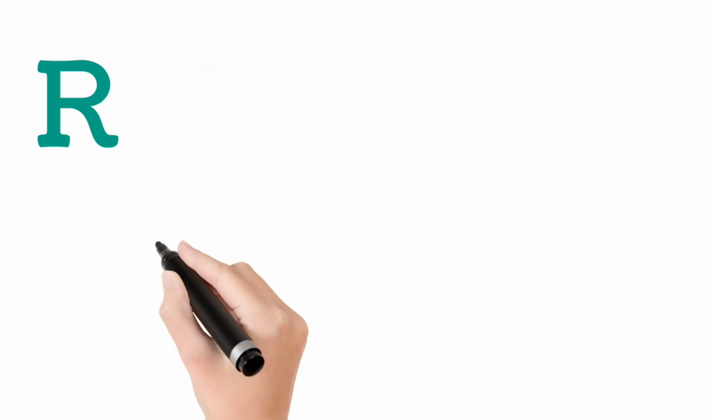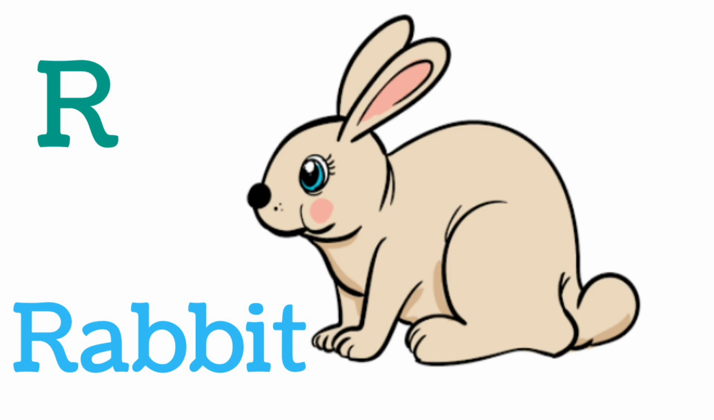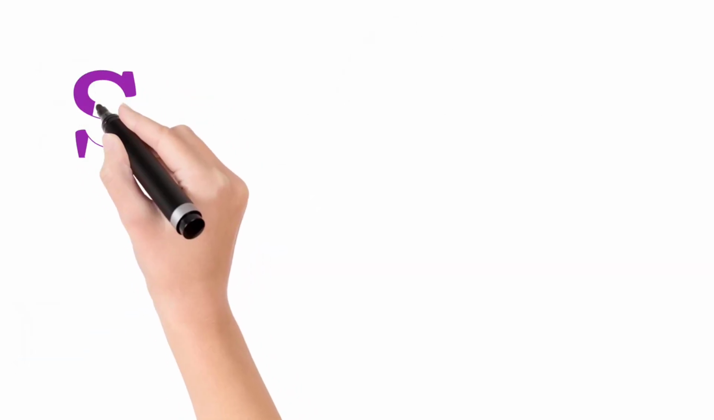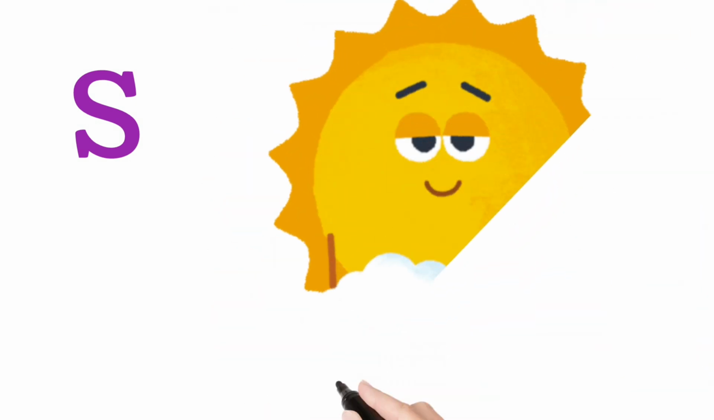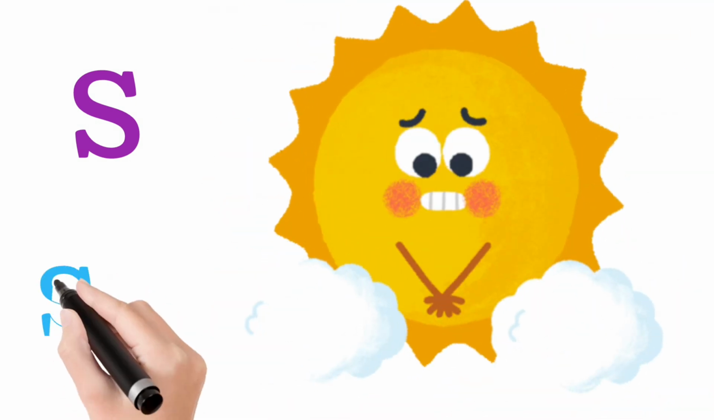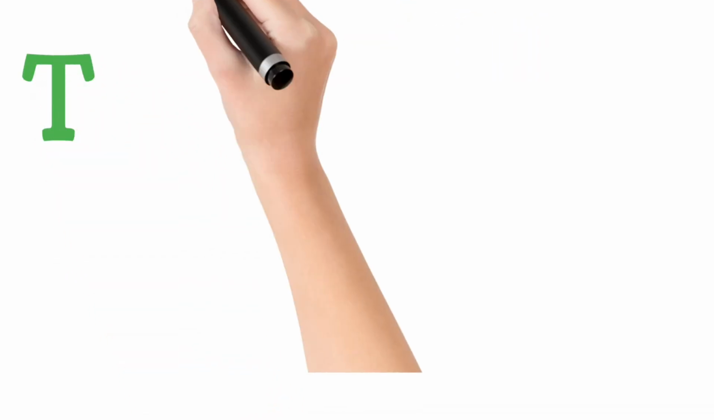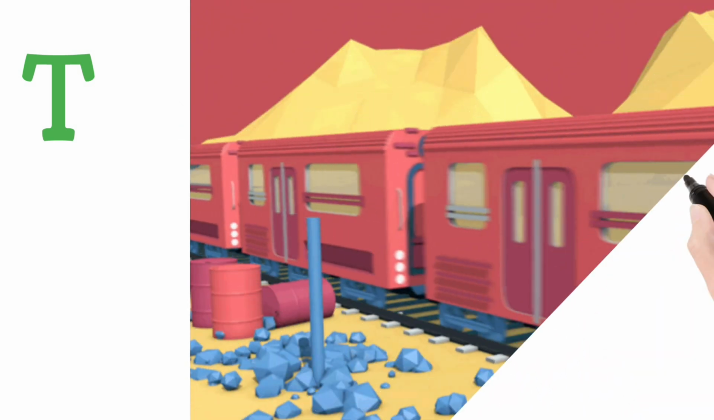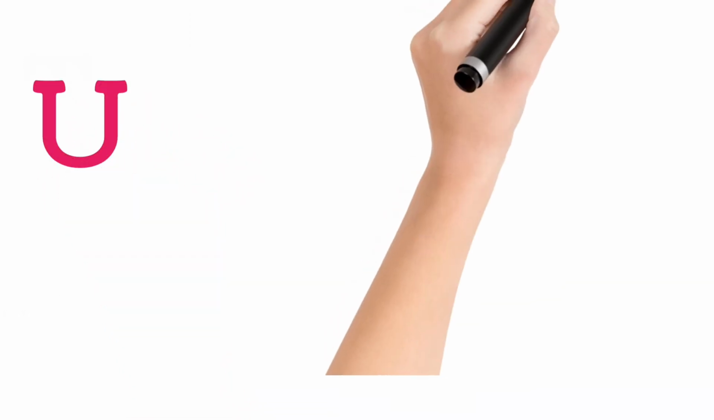R for rabbit. R for rabbit. S for sun. S for sun. T for train. T for train. U for umbrella. U for umbrella.